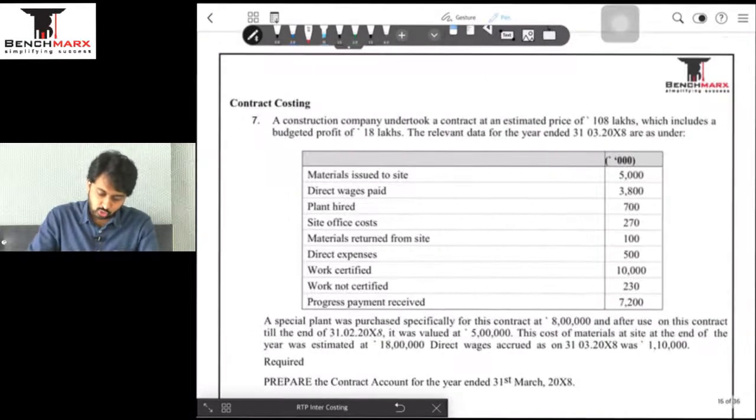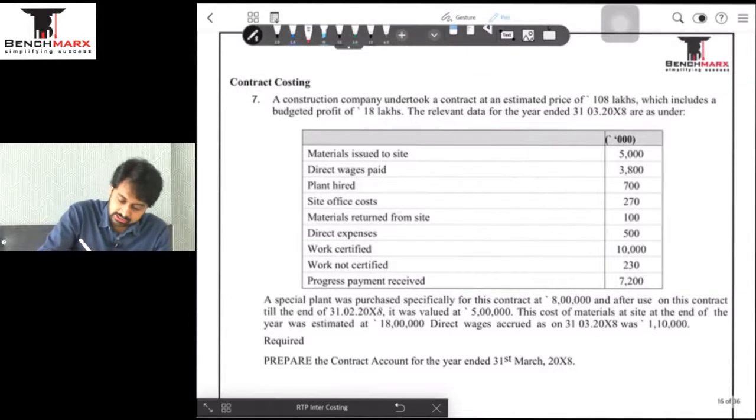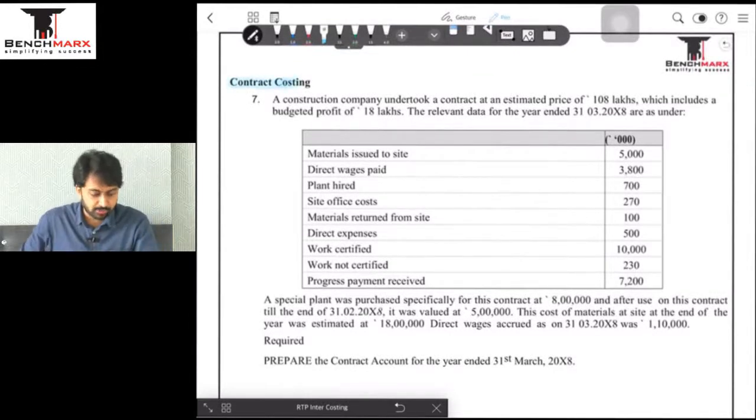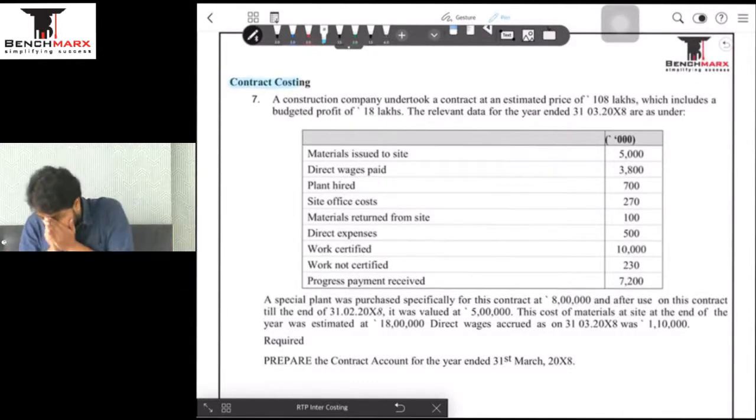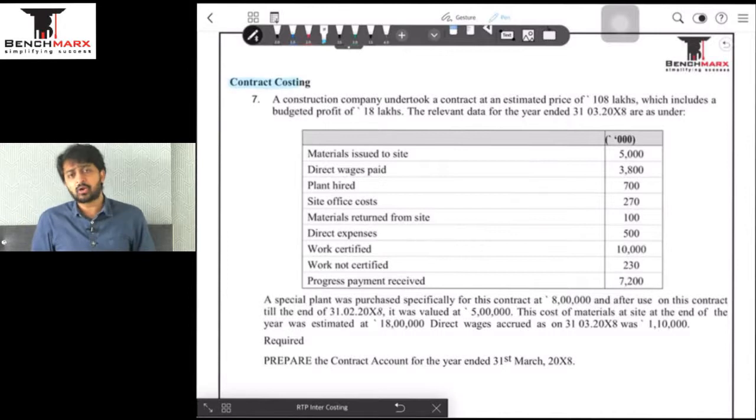ठीक है. So question number 7 is on the chapter of contract costing. Now contract costing has not been revised till date because अपना contract costing का sum has not been covered in the first RTP, so we will just quickly revise contract costing. चालू करेंगे. Let's start please.